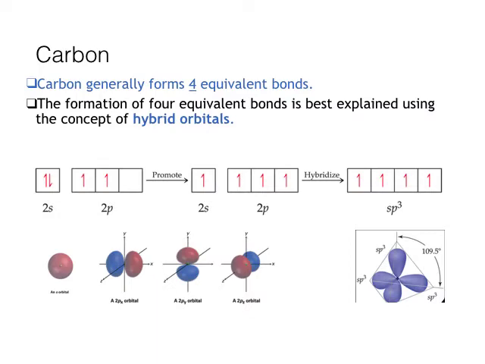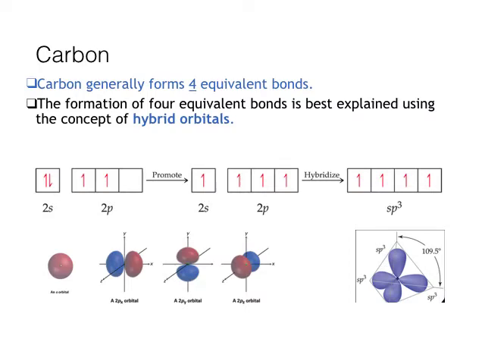Now, why is it four equivalent bonds? We saw in the previous slide that carbon uses an s orbital and two p orbitals. So therefore, there should be a discrepancy on how the orbitals of carbon should look like. But experiments have already proven that it is actually four equivalent bonds. The formation of the four equivalent bonds is best explained using the concept of hybrid orbitals.